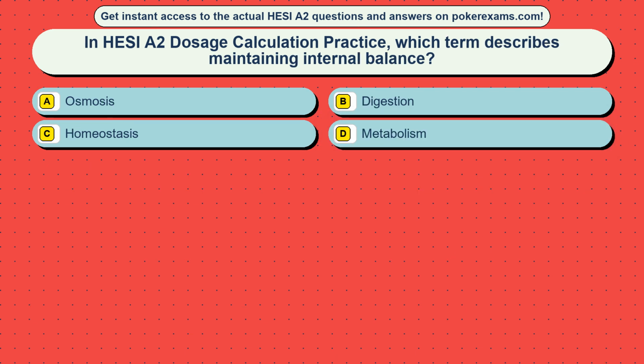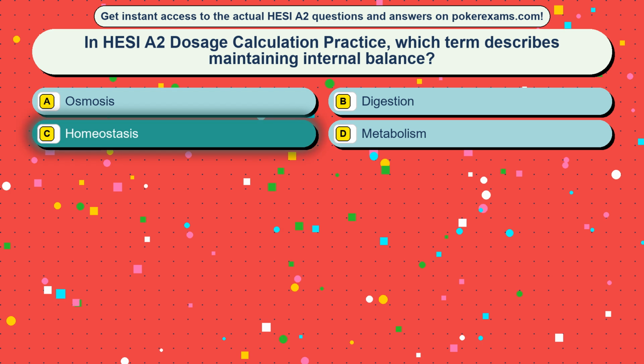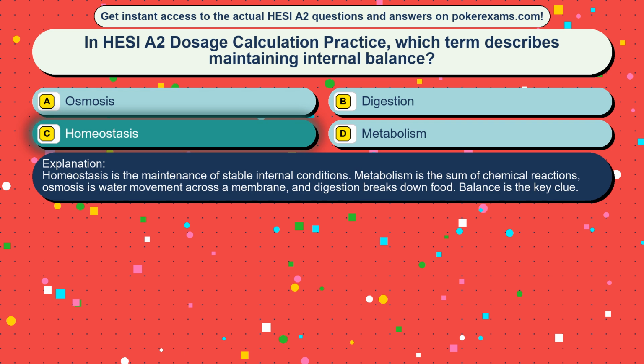Question 43. In HESI A2 dosage calculation practice, which term describes maintaining internal balance? Option A, osmosis. Option B, digestion. Option C, homeostasis. Option D, metabolism. The correct answer is option C, homeostasis. Homeostasis is the maintenance of stable internal conditions. Metabolism is the sum of chemical reactions, osmosis is water movement across a membrane, and digestion breaks down food. Balance is the key clue.